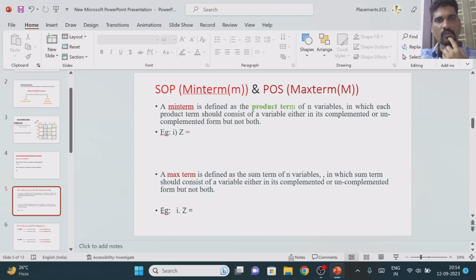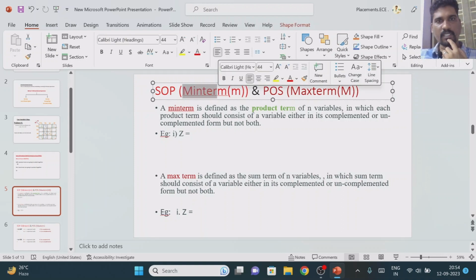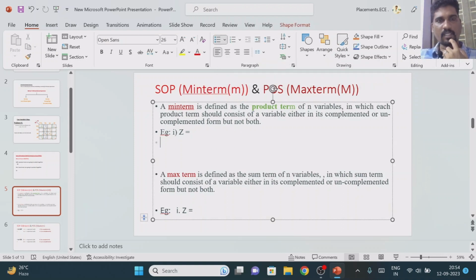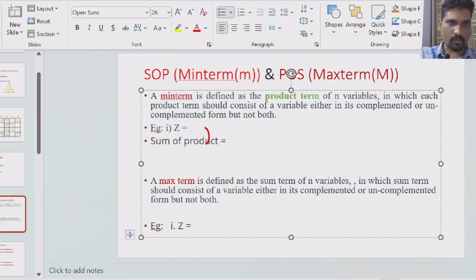So in this class we are going to learn the meaning of the minterm value and the meaning of the maxterm value. SOP means sum of product. Sum of product means where several product terms are going to be added together, and that is called the SOP function.